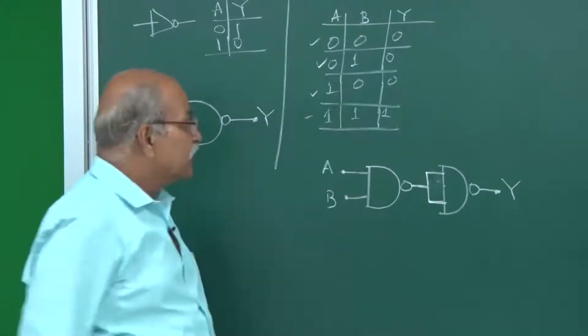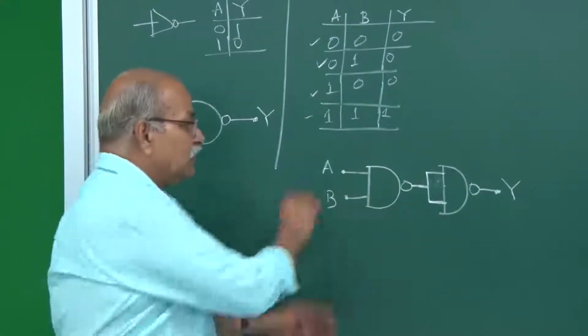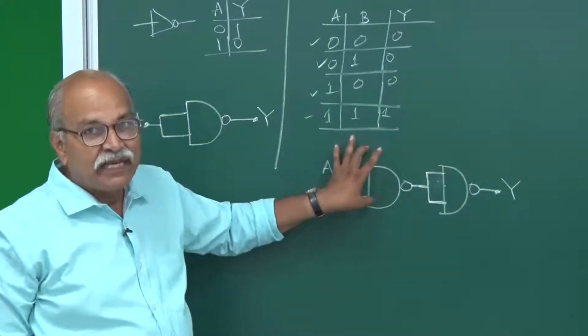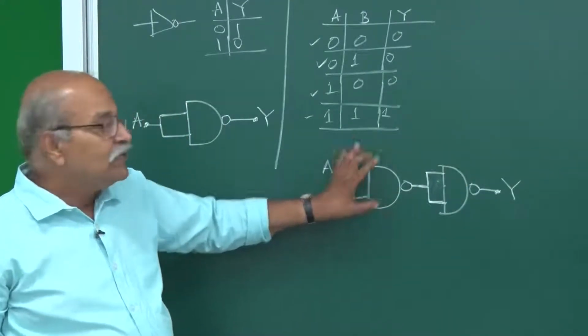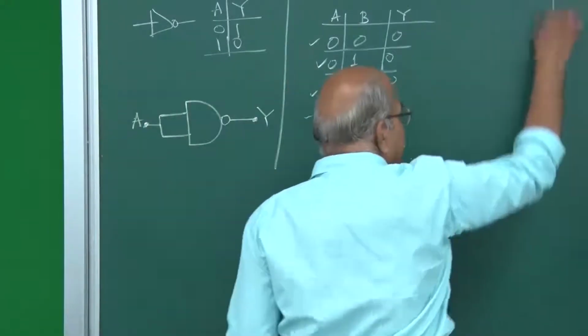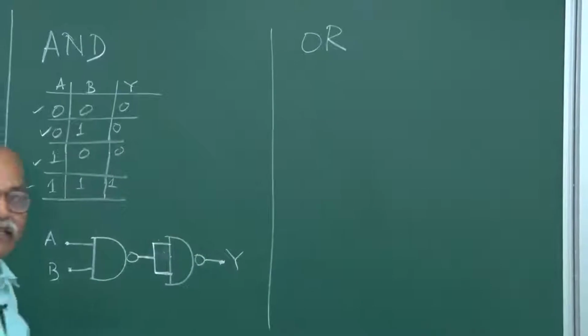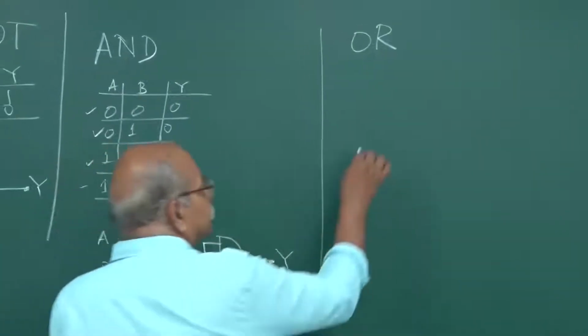Okay. So this is AND gate. This whole thing is AND gate. With 2 NAND gates, you can make AND gate. And then OR. Let us see how do I get OR gate. For this, I need 3 NAND gates.